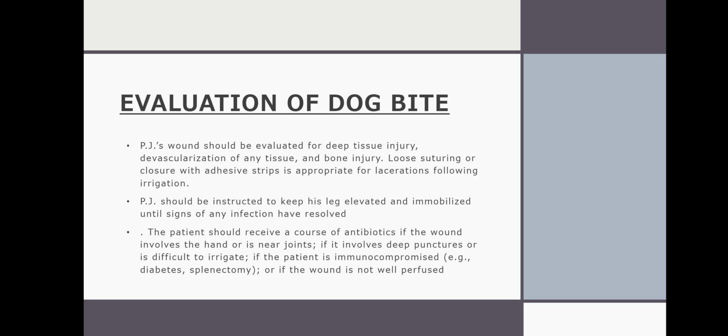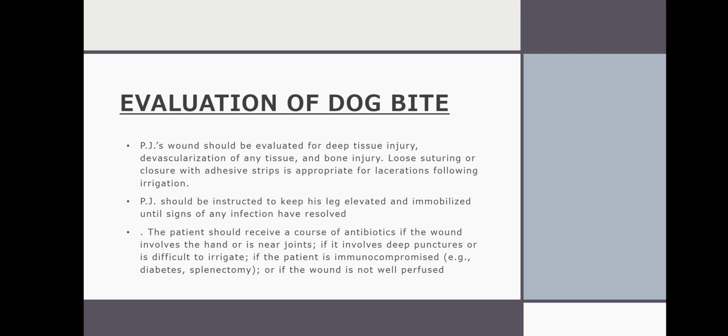First, what we have to do is evaluate the dog bite. The patient we have discussed in the case study should be evaluated. The wound should be evaluated for deep tissue injury, devascularization of any tissue, and bone injury. Loose suturing or closure with adhesive strips is appropriate for laceration following irrigation. So first you have to clean the place, and then you can close the lacerated part. The patient should be instructed to keep his leg elevated and immobilized until signs of infection have resolved.